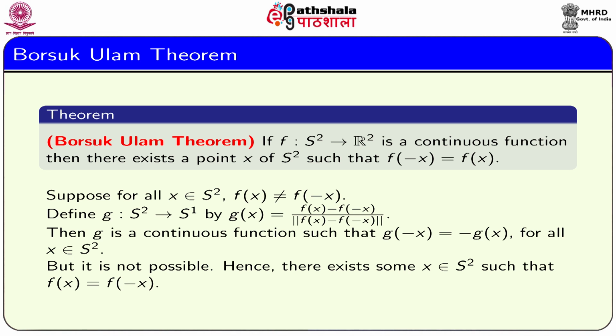Then g is a continuous function and we can check that g of minus x is equal to minus of gx for all x belonging to S2. But it is not possible because of the previous result. Hence, there exists some x in S2 such that fx is equal to f of minus x. So, we have proved the Borsuk-Ulam theorem and Brouwer's fixed point theorem for dimension n equal to 2.